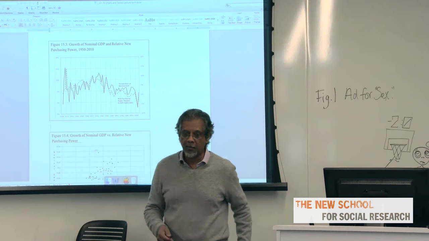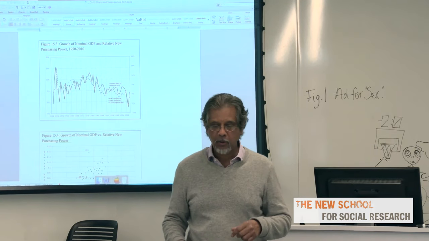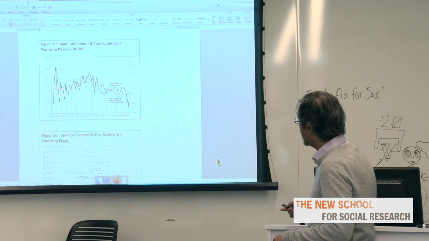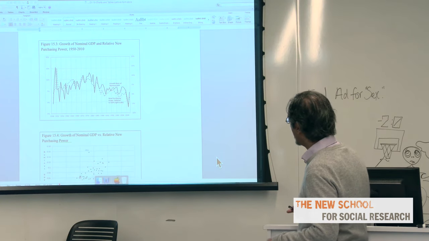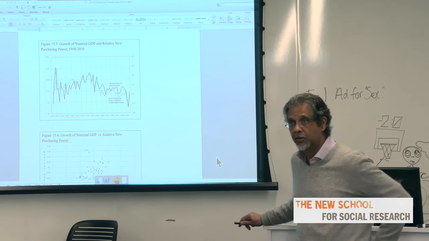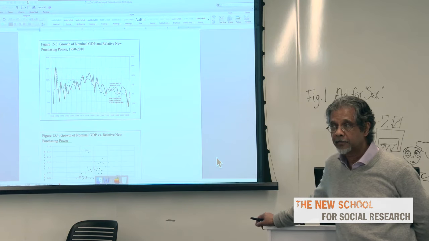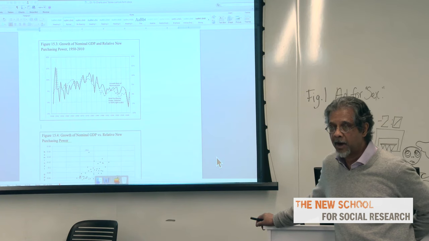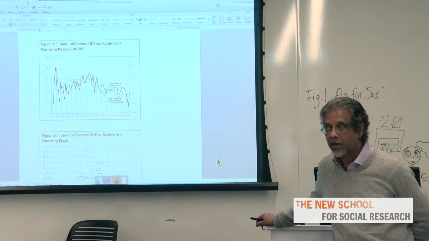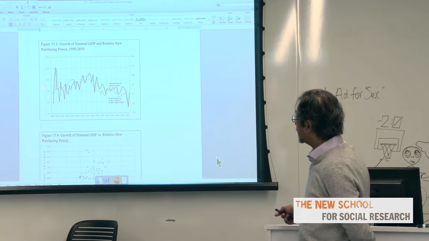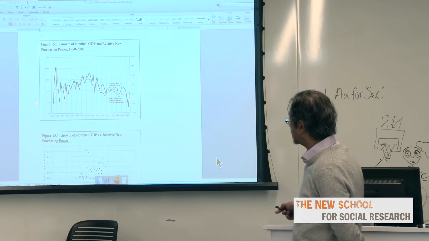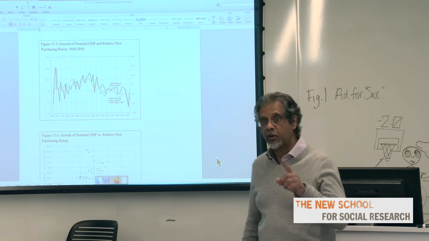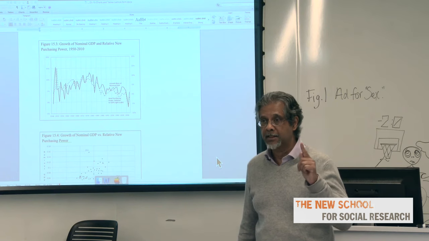is there a relationship between the growth rate of nominal output, which is hypothesis one, and new purchasing power, relative new purchasing power? And you can see that it is a pretty good relationship over the whole post-war period, 1950 to 2010. I start in 1950 because the IMF doesn't have data before that for these variables. Okay? So first hypothesis, there is a good relationship between these two, in fact, a remarkably good relationship between these two variables, as could be expected from Keynes also.